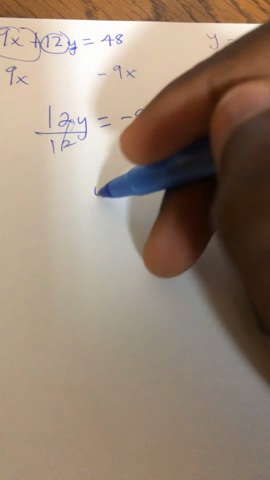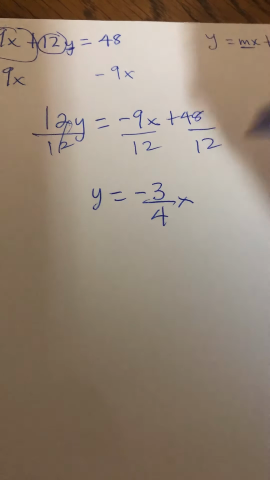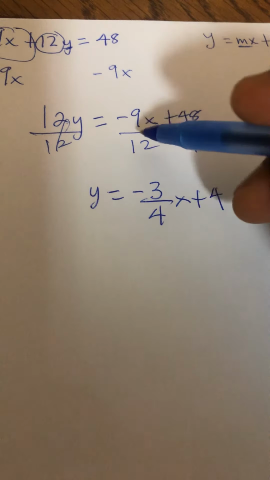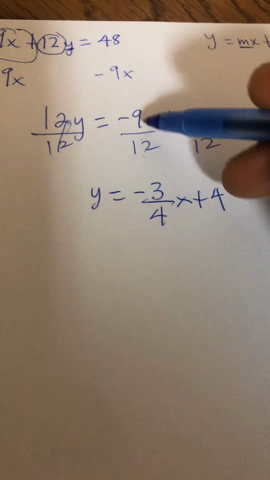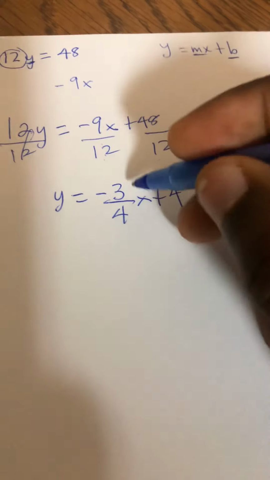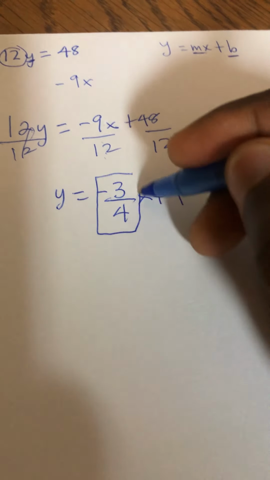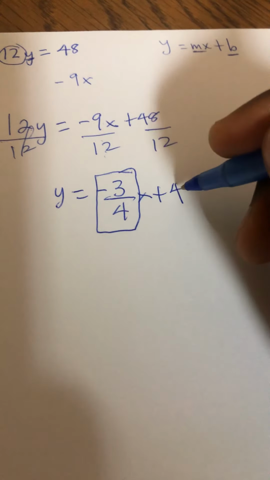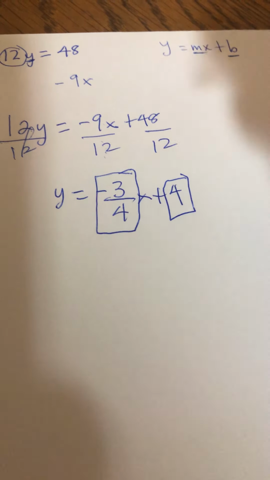Okay, so I'm going to get y equals negative 3 over 4x plus 4. I simplify this by dividing both of the numbers by 3, and that's how I got negative 3 over 4. So my slope is negative 3 over 4, and my y-intercept is 4.